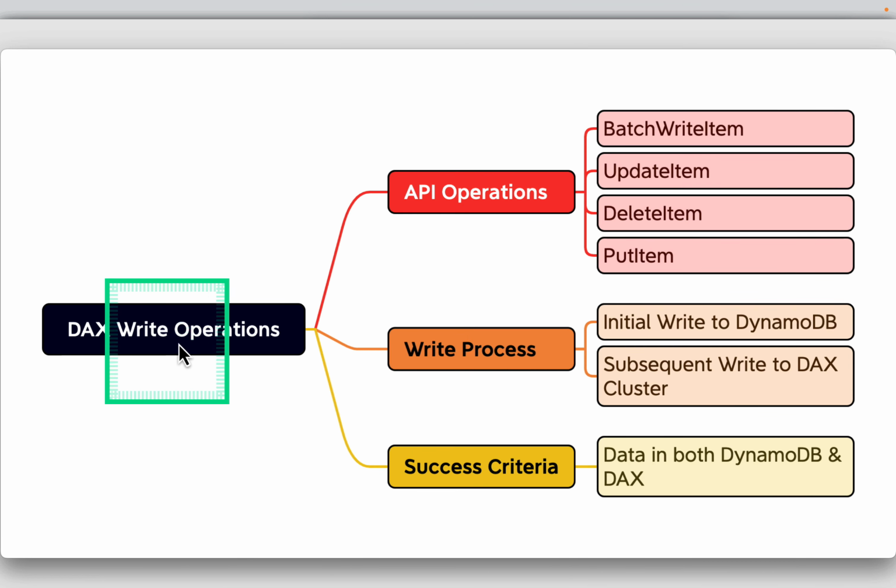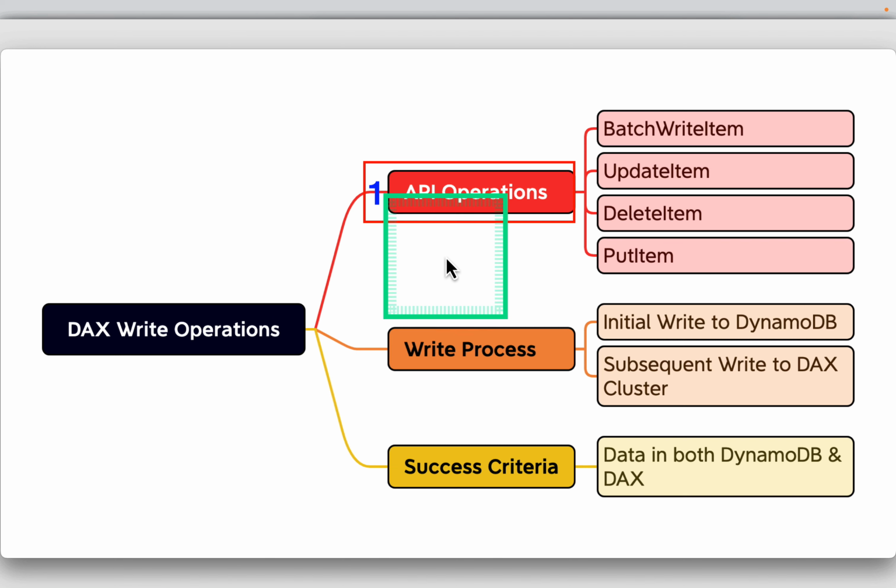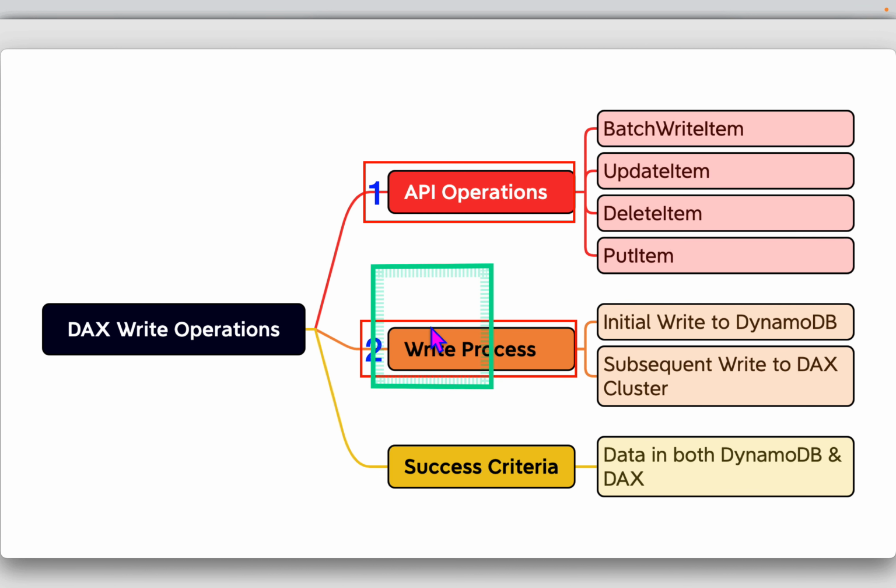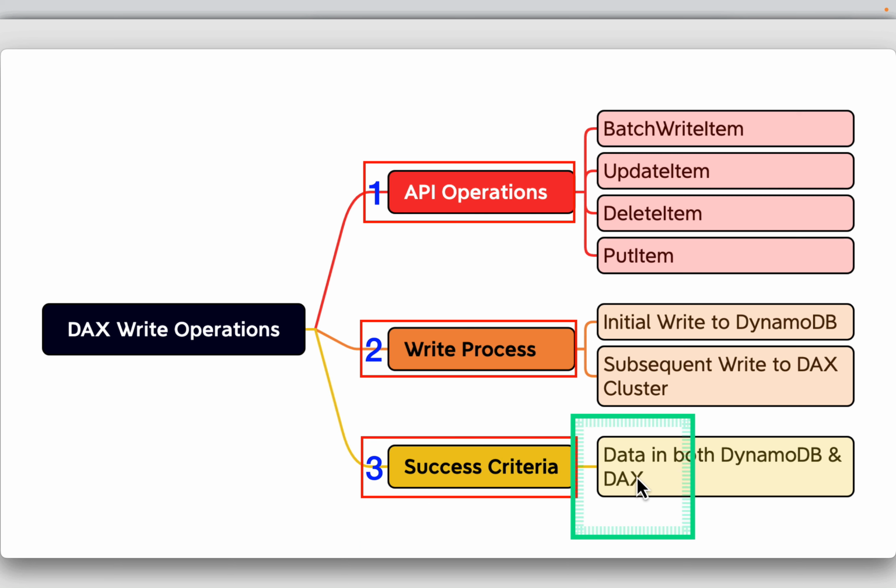Now, DAX write operations. It supports all the API operations like BatchWriteItem, UpdateItem, DeleteItem, PutItem, and the write process. Initially it will write to DynamoDB and subsequently write to the DAX cluster. So first it will write to DynamoDB and then subsequently it will write to the DAX cluster. It must succeed in both places for the write process to be successful. The success criteria is data in both DynamoDB and the DAX cluster.